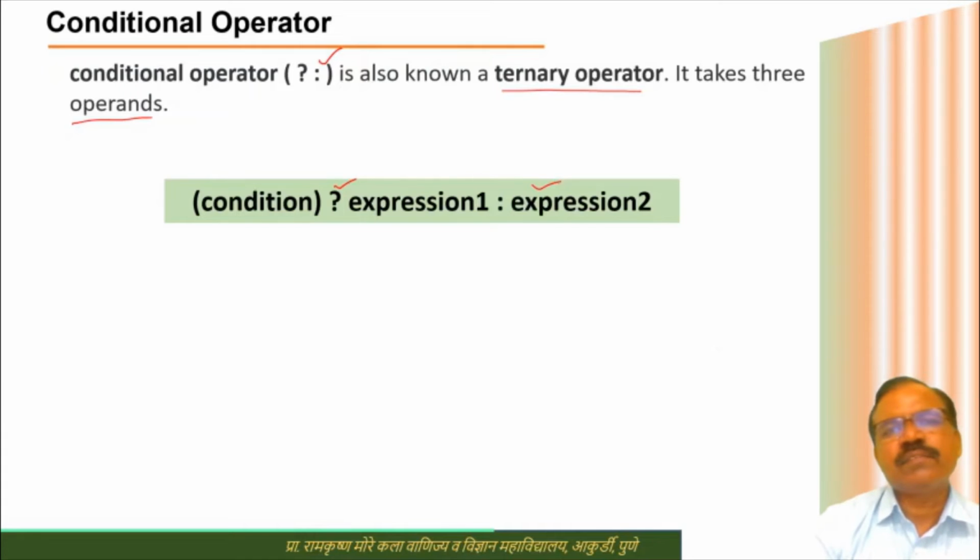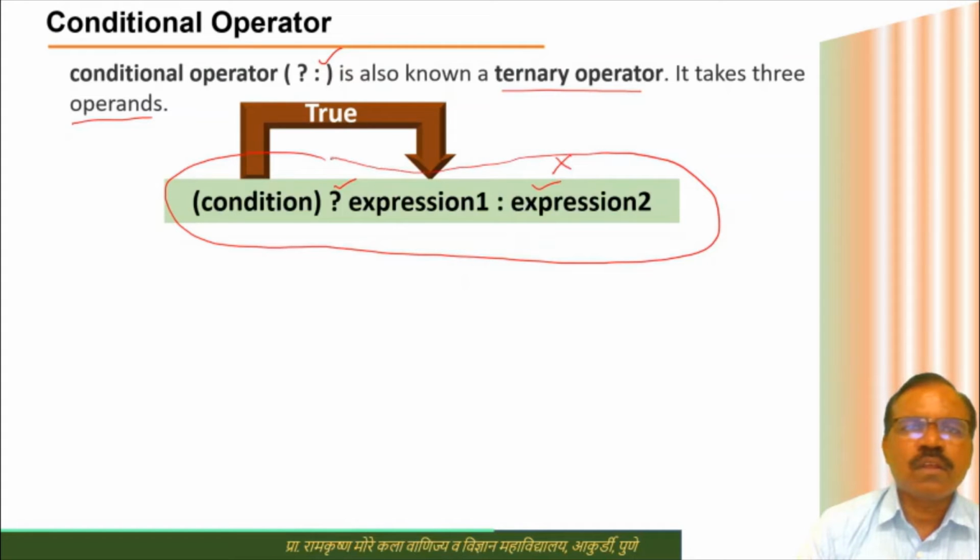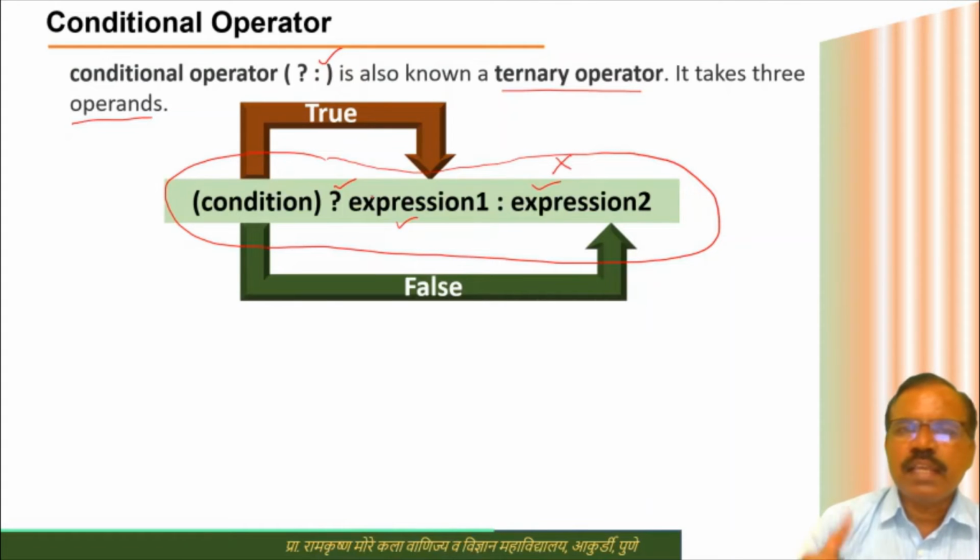Now how does it work? When the condition is true, expression 1 is evaluated and expression 2 is ignored. So the output of this whole expression is the value of expression 1. But if the condition is false, expression 2 is evaluated and expression 1 is ignored in this case. So the value of this whole expression is the value of expression 2.